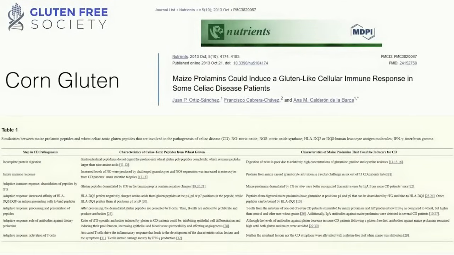So what else do we have on corn gluten? We have another study, and you can see this is kind of a conglomeration of many of the studies on corn gluten, but maize prolamines could induce a gluten-like cellular immune response in celiac patients. So again, if you have gone what you think is gluten-free and you're still consuming corn and you're still struggling with chronic inflammation or you're still struggling with recovery, this might be one of those big reasons why. Again, my opinion, one of the big reasons why we need a major overhaul in the definition of what we're calling gluten in an effort to help educate more people.